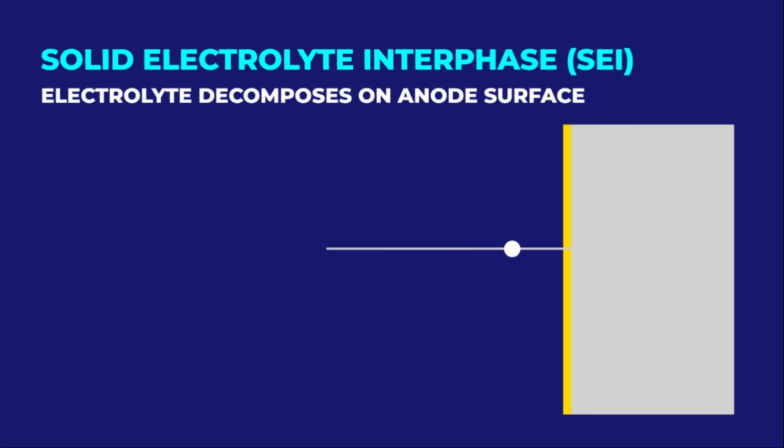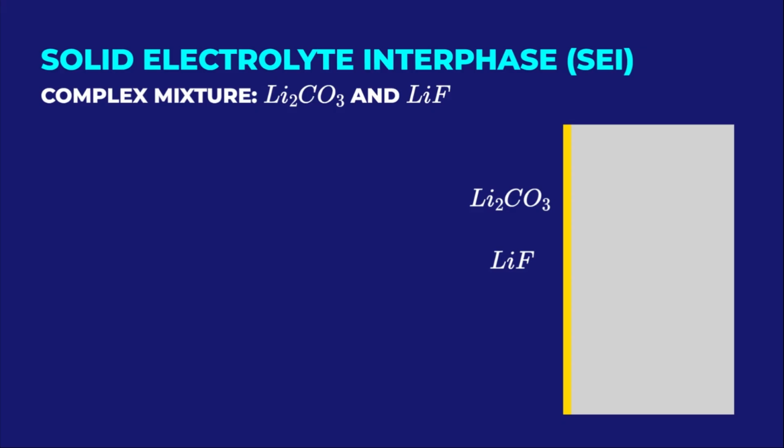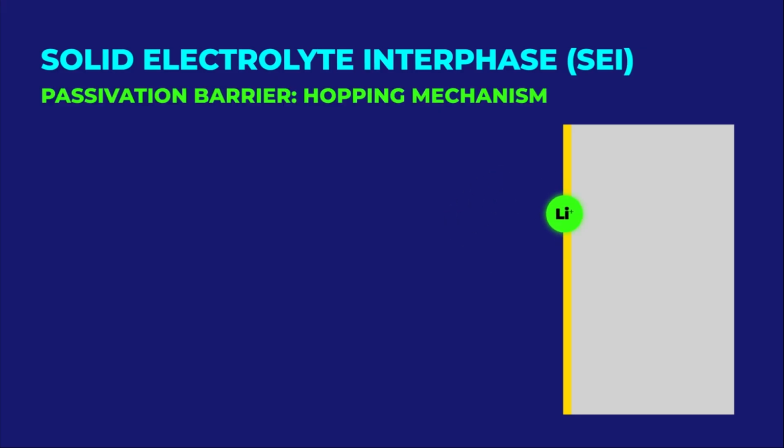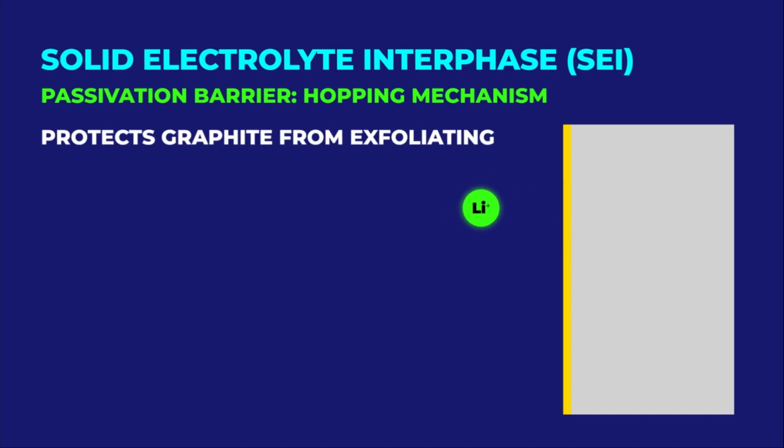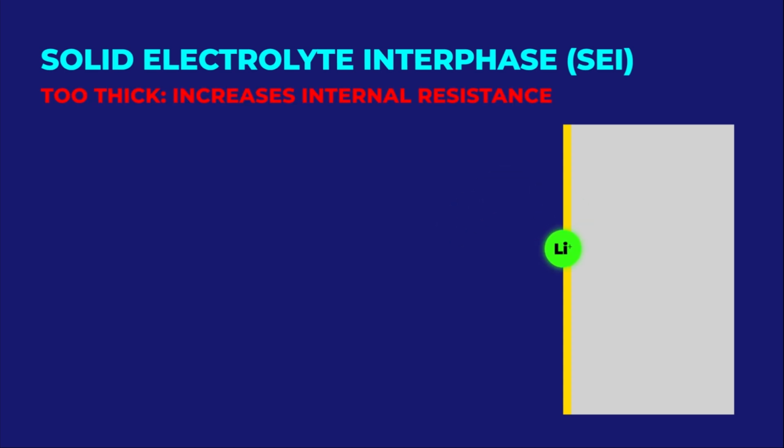During the initial charge cycle, the electrolyte decomposes on the anode surface to form the solid electrolyte interface. This thin layer is a complex mixture of organic and inorganic lithium compounds, including lithium carbonate and lithium fluoride. Although it consumes a small portion of the available lithium, this layer is necessary for battery operation. It acts as a passivation barrier that prevents further electrolyte reduction, while allowing lithium ions to pass through via a hopping mechanism. A stable interface protects the graphite from exfoliating and ensures a long cycle life.